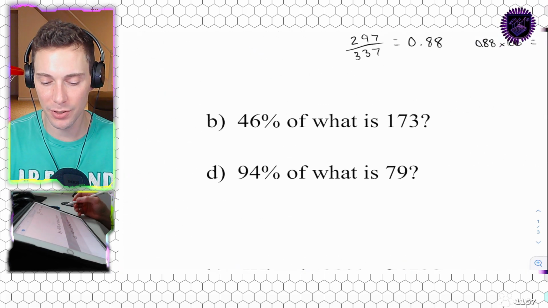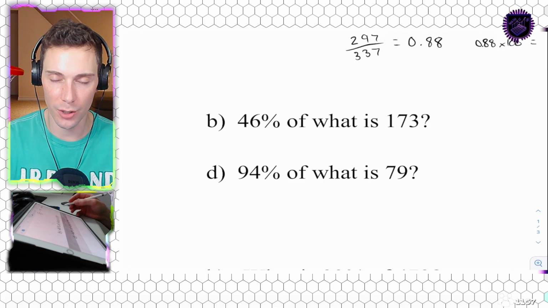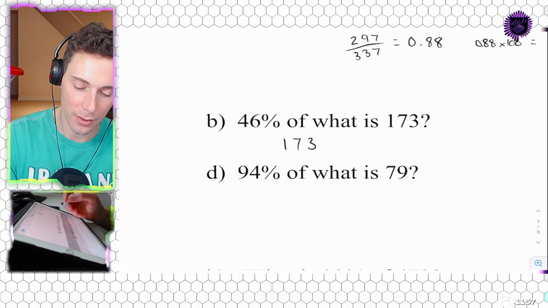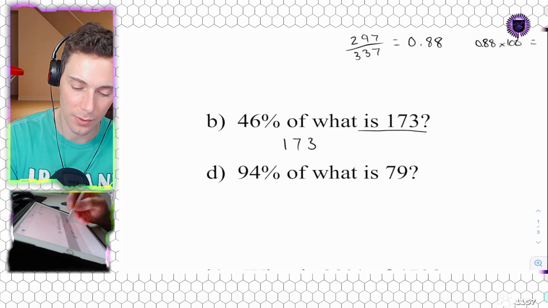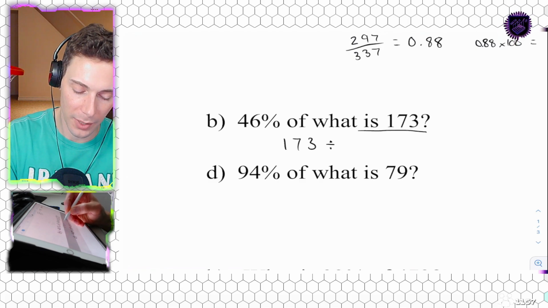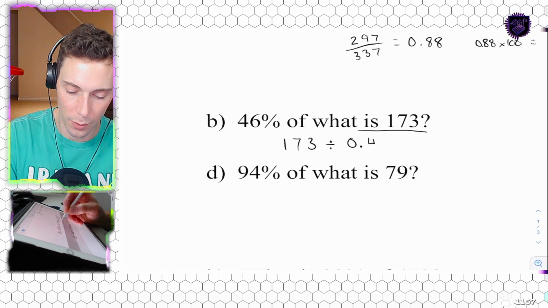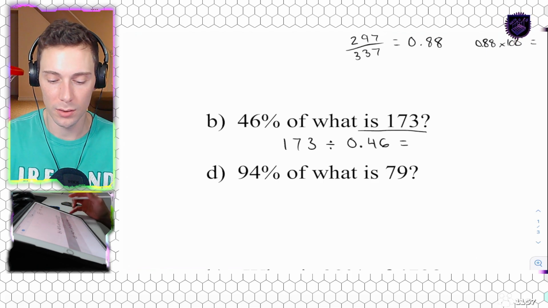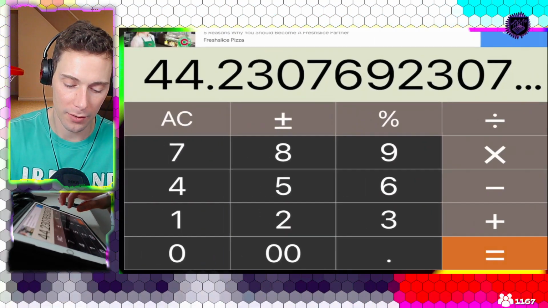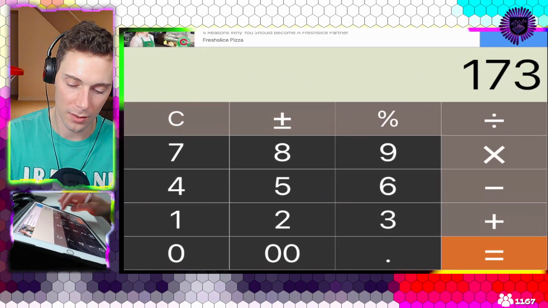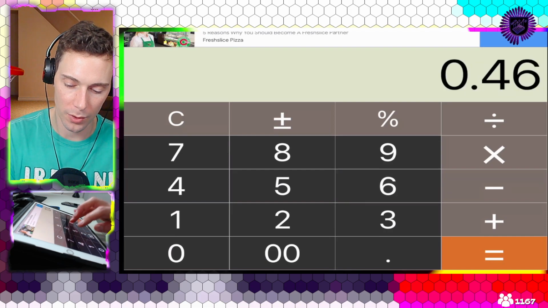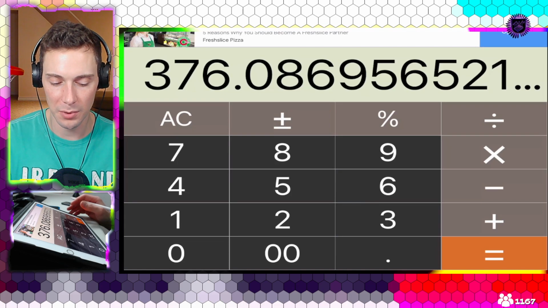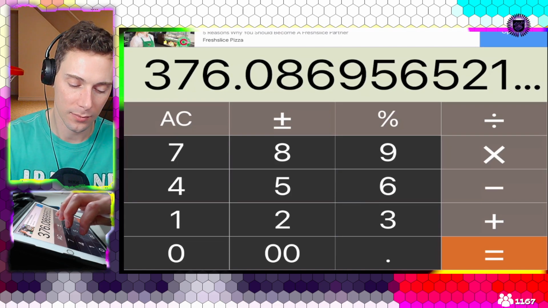2B, 46% of a number is 173. So again, take our part, right? There's the is language. We're going to divide our part by 0.46, which is the decimal form of our percent, and that's going to give us our whole. 173 divided by 0.46 is 376.08. 376.1, let's say.